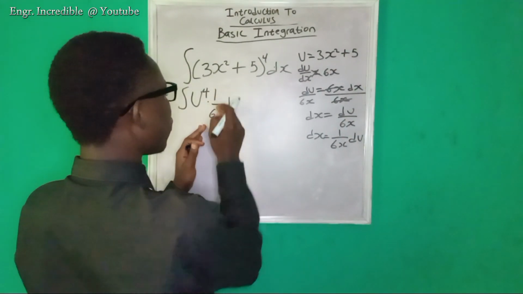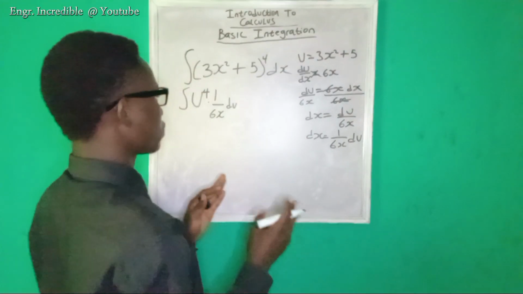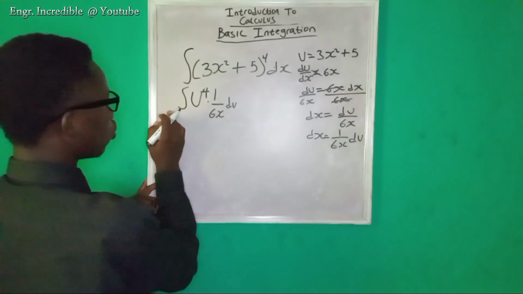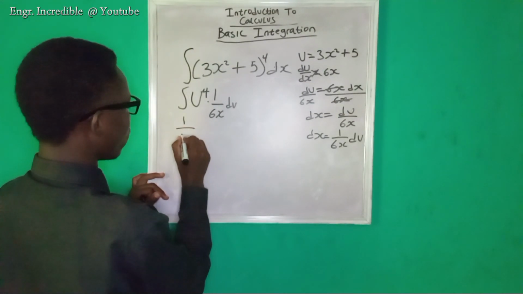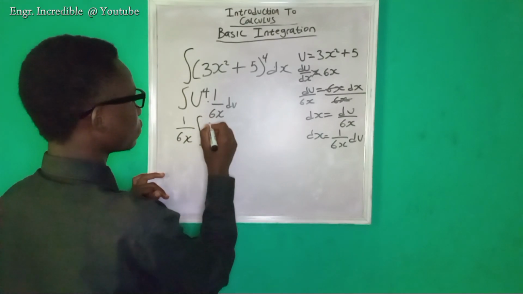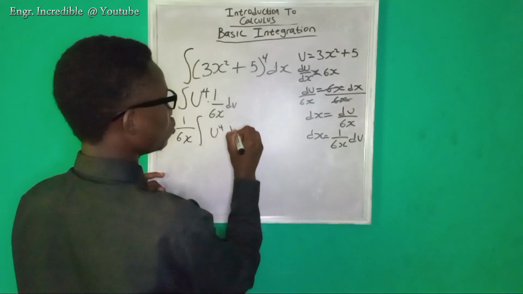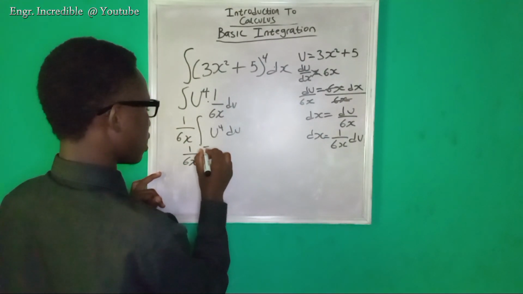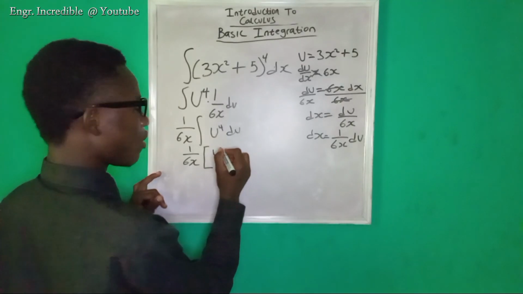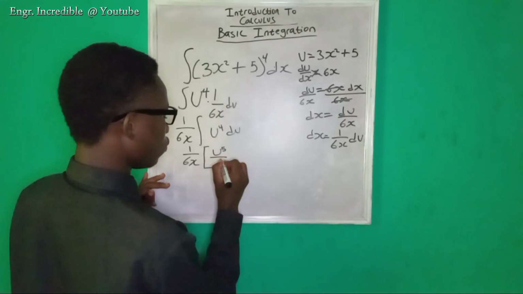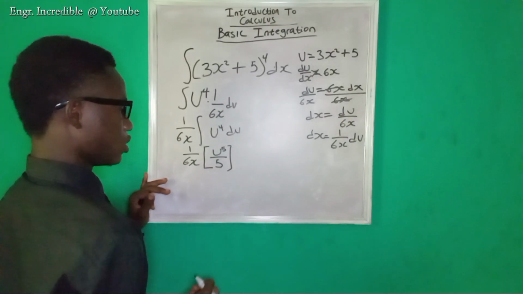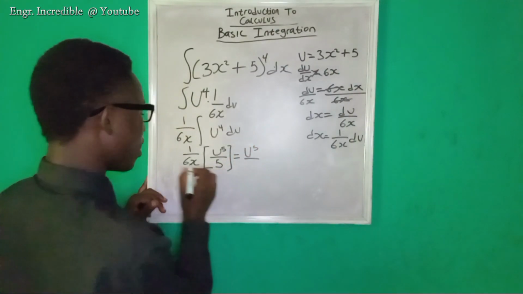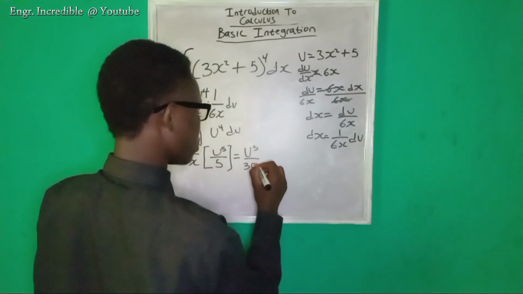So then our 1 over 6x automatically becomes a constant because we are differentiating with respect to u in this place. So our 1 over 6x comes outside the integral sign. We have it as 1 over 6x times the integral of u raised to power 4 du. Then when we integrate this, we have it as 1 over 6x times u raised to power 4 plus 1, u raised to power 5 all over 5. So when we multiply, we get u raised to power 5 all over 5 times 6x, we have 30x.